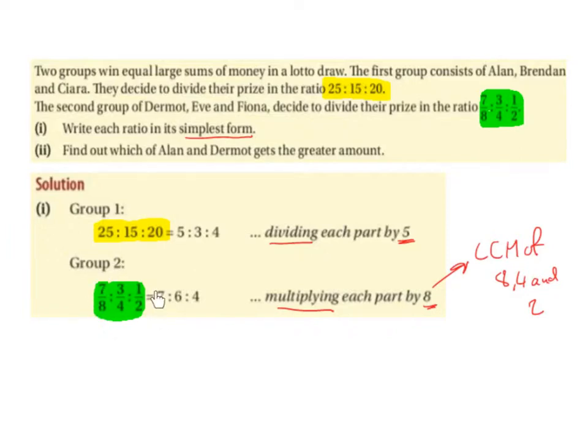7/8 times 8 is 7. 3/4 times 8 is 6. And 1/2 times 8 is 4. So we end up with 7 to 6 to 4.